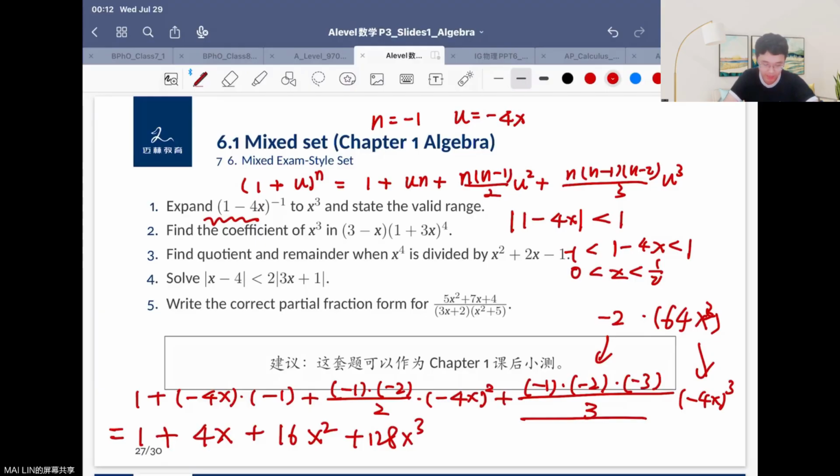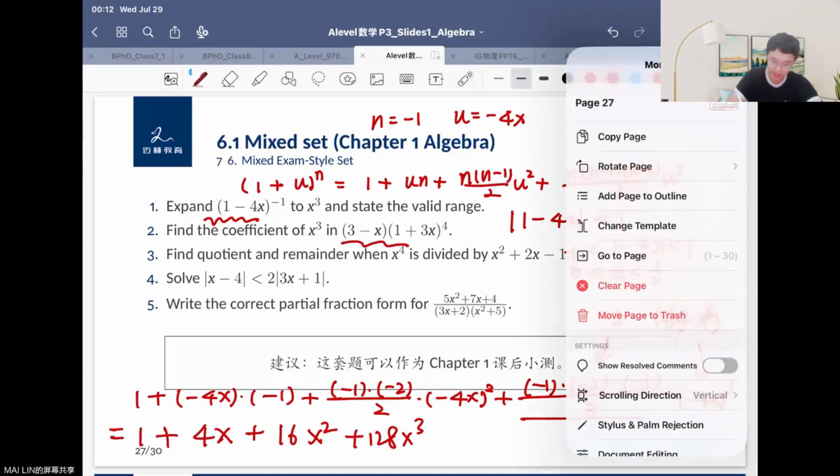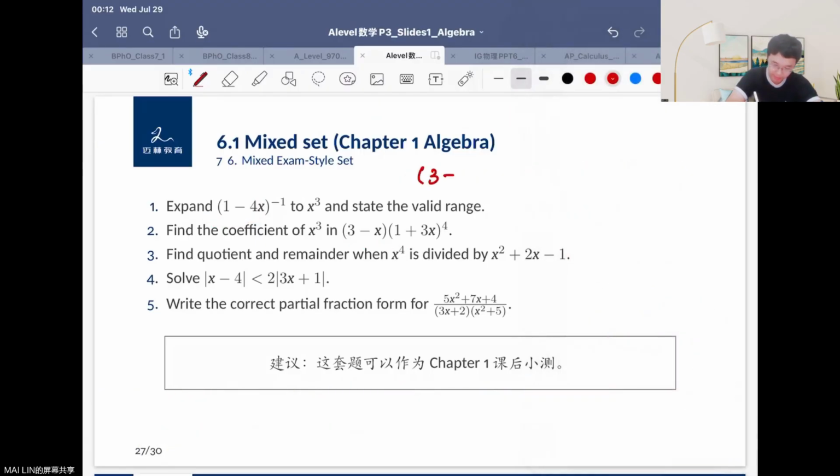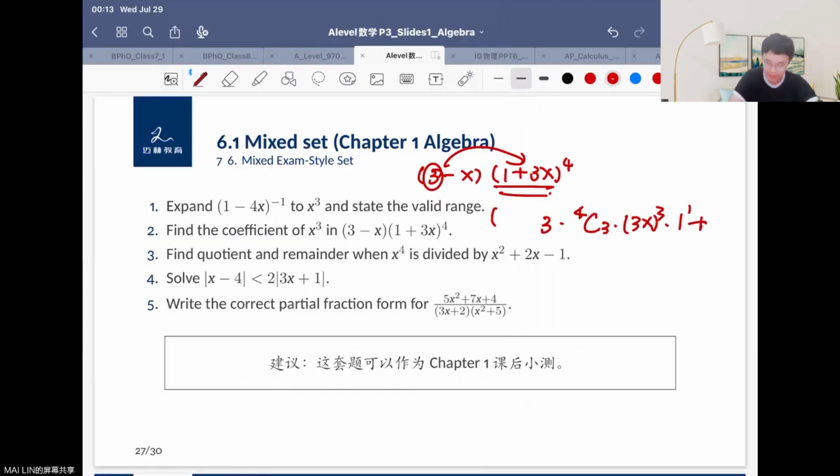And for the second problem, we can say find the coefficient of x cubed in this kind of equation, right? So maybe we can set here as (3 - x)(1 + 3x)^4, right? So we can just try to expand the second term. The 3 has to add with x cubed here, right? There is 3 times, from 4 brackets we choose 3, and it's 3x cubed times 1 to the power of 1, right? And also if we're choosing negative x, it means negative x times, from 4 brackets we choose 2, 3x squared and times 1 squared, right?